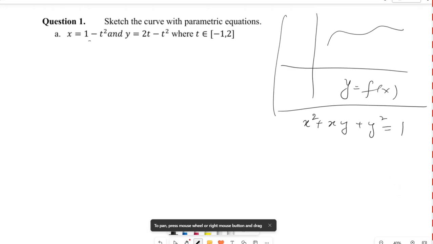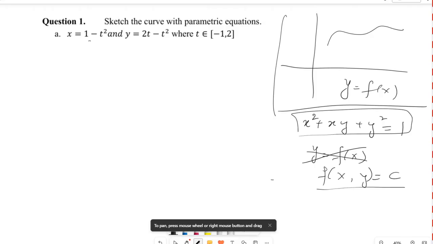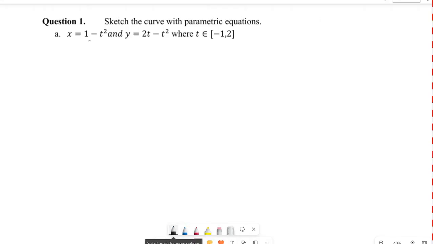In this equation, it's difficult to write y as a function of x. Instead, we have written f of x and y as some constant. So sometimes we are not able to write y as a function of x. There is another way of writing the functions for a graph. These are called parametric equations. In a parametric equation, each variable, x and y in two dimensions, can be written as a function of some third variable, let's say t.